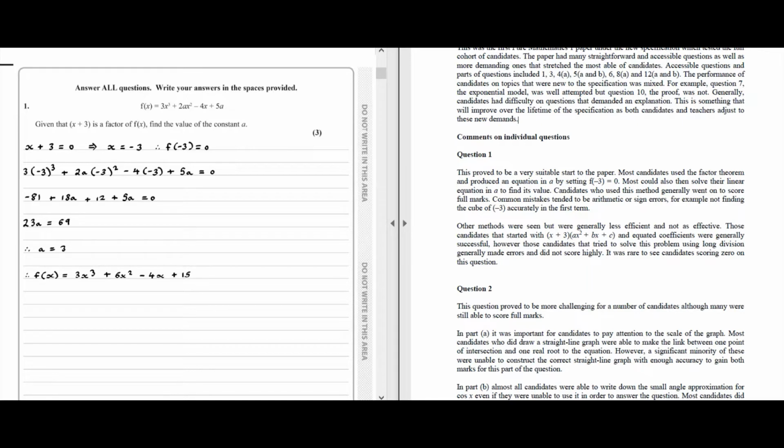Other methods that were seen but were generally less efficient and not as effective: those candidates that started with x plus 3 lots of ax squared plus bx plus c and equated coefficients were generally successful. However, those candidates that tried to solve this problem using long division generally made errors and did not score highly. It was rare to see candidates scoring 0 on this question.